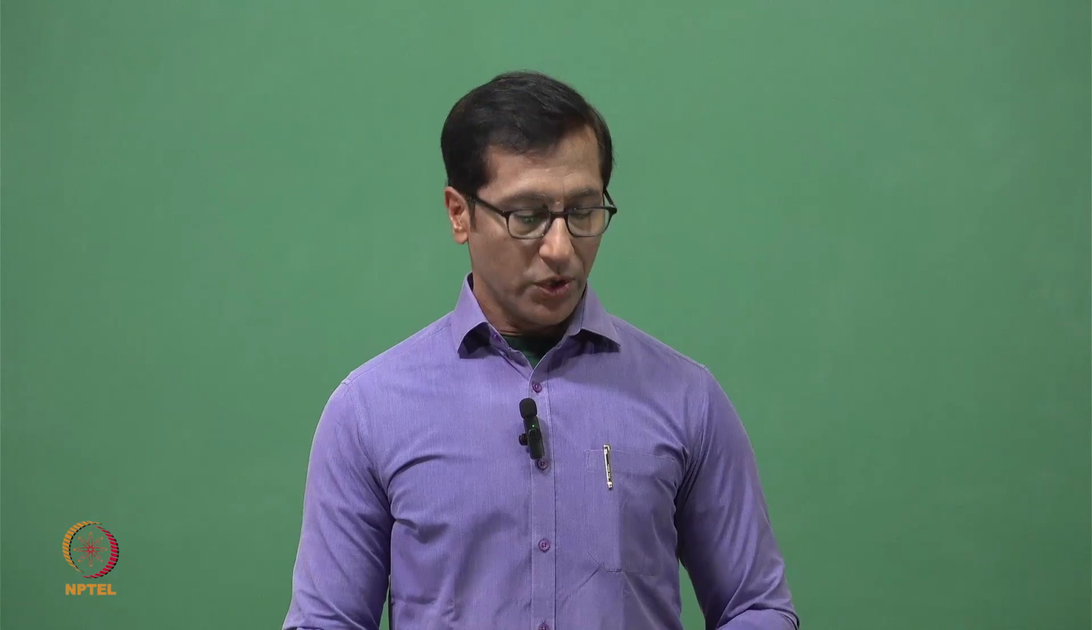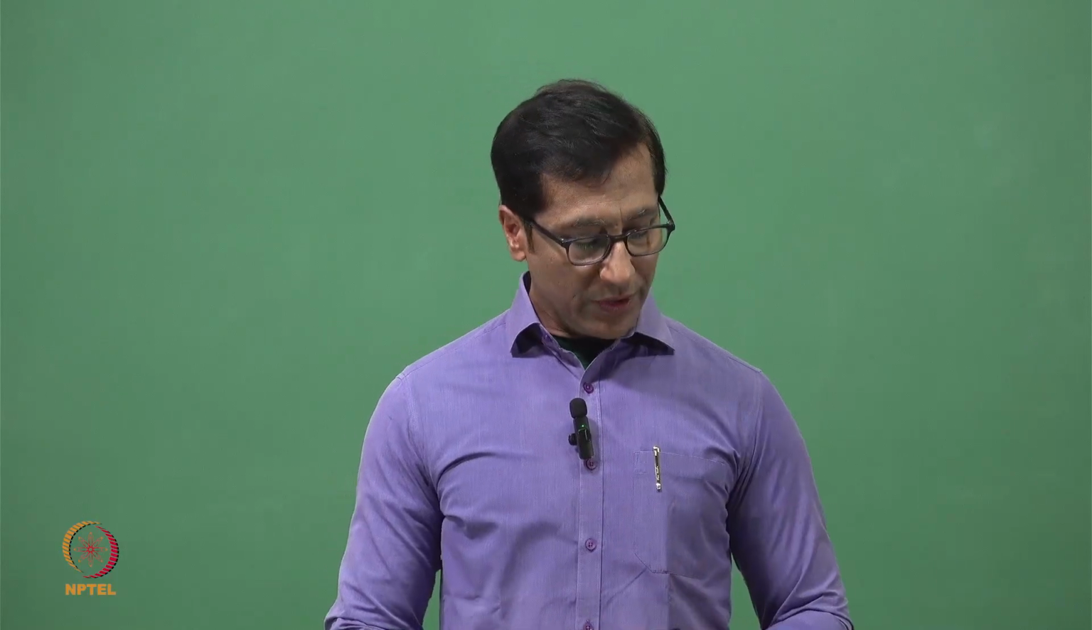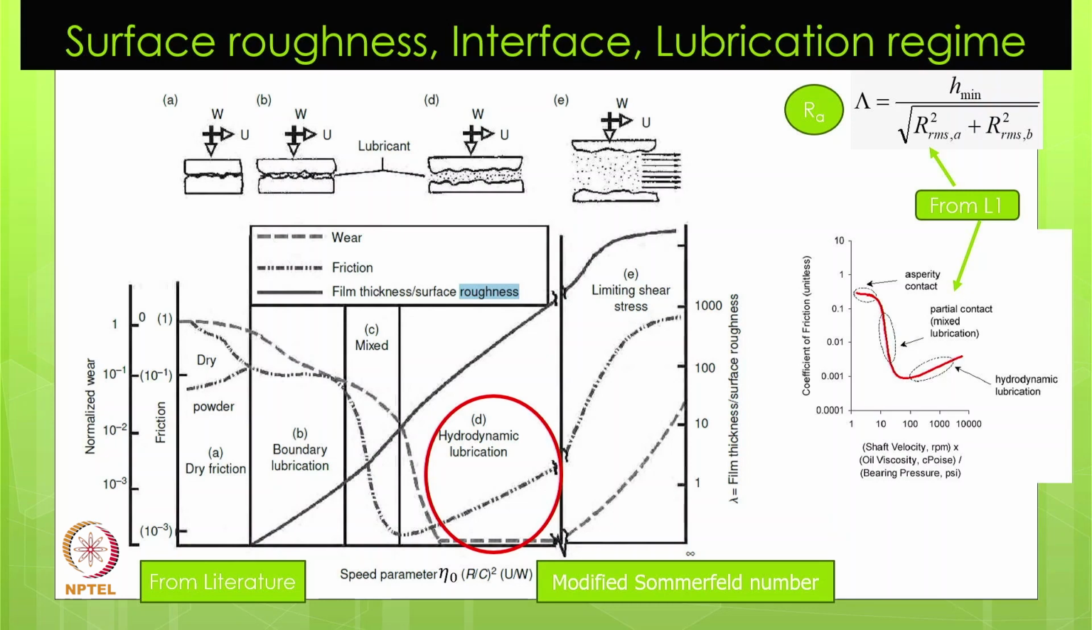So those things are very important to understand. There's a need to really quantify this kind of behavior. Now one more figure is available in literature, which I'm trying to illustrate over here. The title I have given is surface roughness, interface and lubrication regime. We have picked up this relation from lecture 1, where we say the specific film thickness is a ratio of film thickness and the separation.